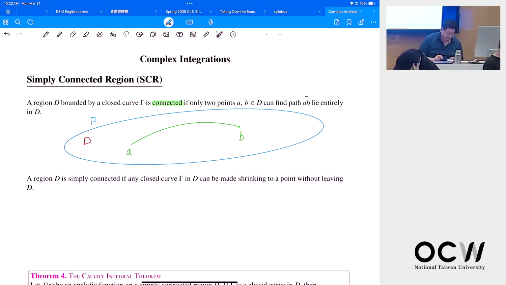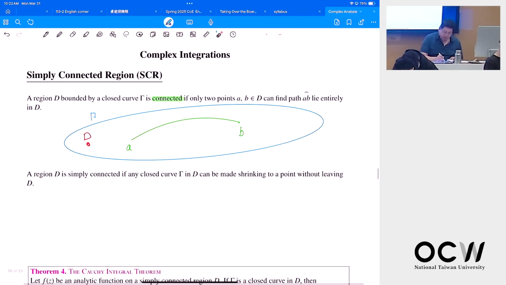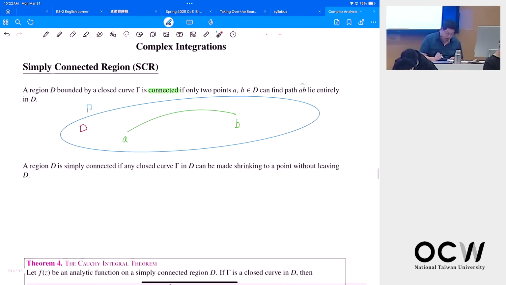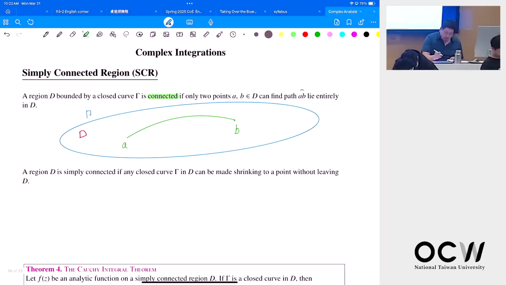Okay? So this is connected because I can have 2 points and find a path that's still in the region D. The next is simply connected.